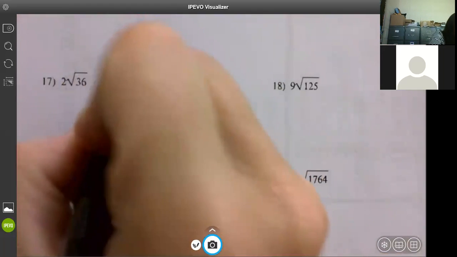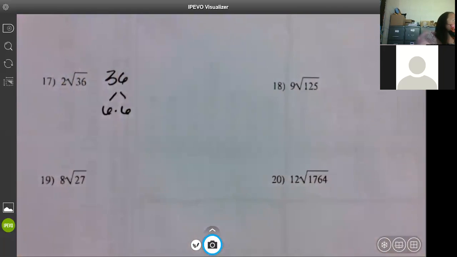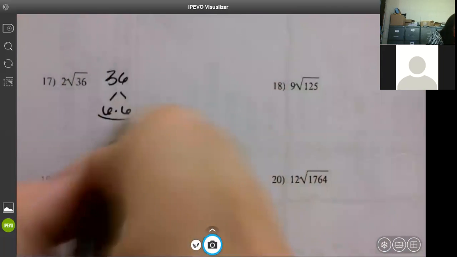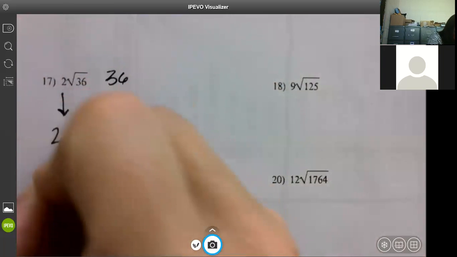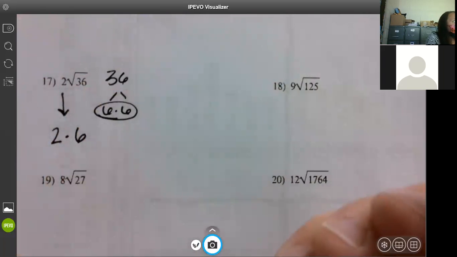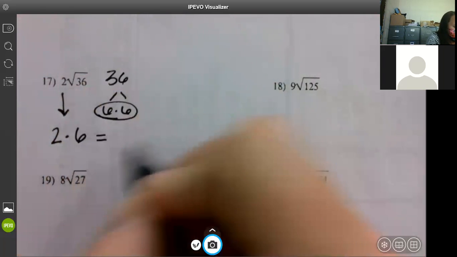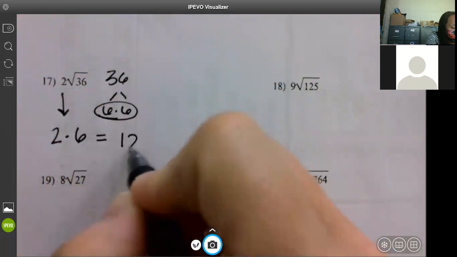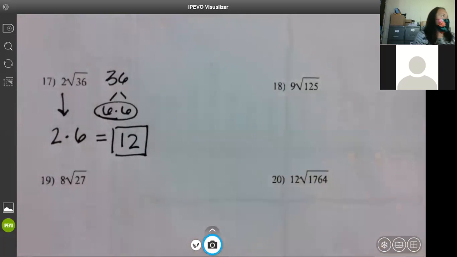All right, why is this one different? What are your factors of 36? I already have pairs, right? Don't break it down anymore, okay? What do I got to remember? Bring down the 2. I circled a 6. Did I leave anything? No. So what is my answer? 12. So that one just happened to come all the way out.